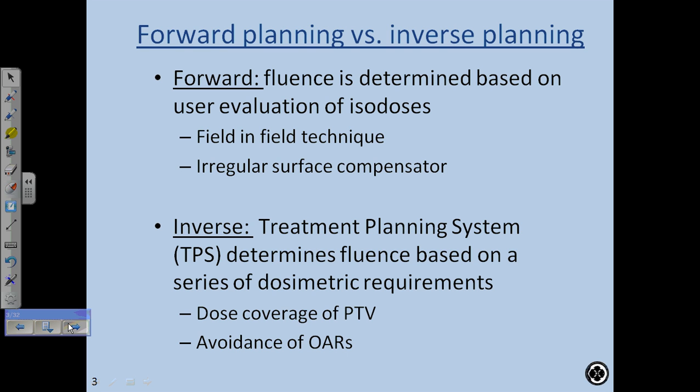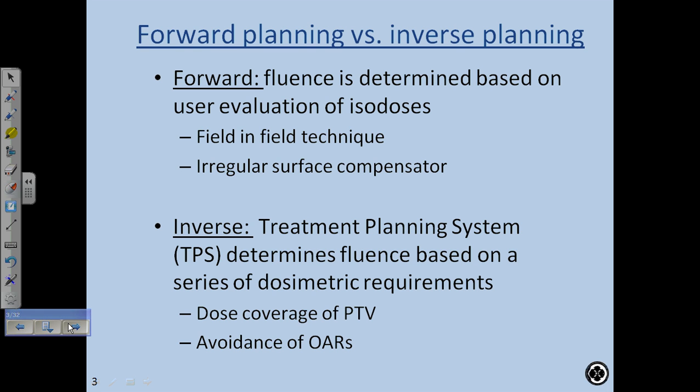Forward planning is more traditional. Forward planning means that the fluence that you're delivering the radiation with is user evaluated. You're going to set up that fluence. What I mean by fluence is that the blocks are going to be shaped by you, based on DRRs or based on anatomy, by you and by the physician. The wedge is going to be selected by you. You pick a wedge, you try it out, it doesn't work, you try another wedge. So those are more forward planning aspects: blocks, wedges.